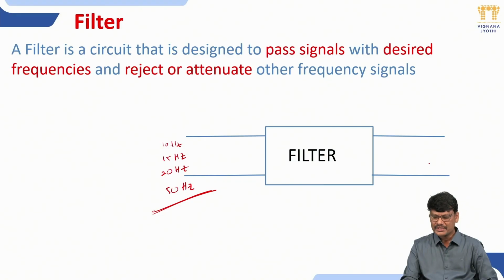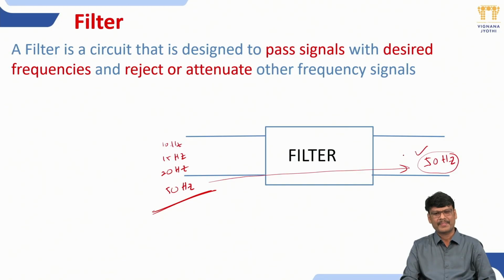Now on the output side, the desired one is only 50 Hz. Now in this case, what is this filter circuit doing? This filter circuit allows or passes the 50 Hz signal, as this is the desired one. On the input side, a number of signals with different frequencies are available, but out of the 4 signals, it passes only the 50 Hz signal. This is called the desired one.